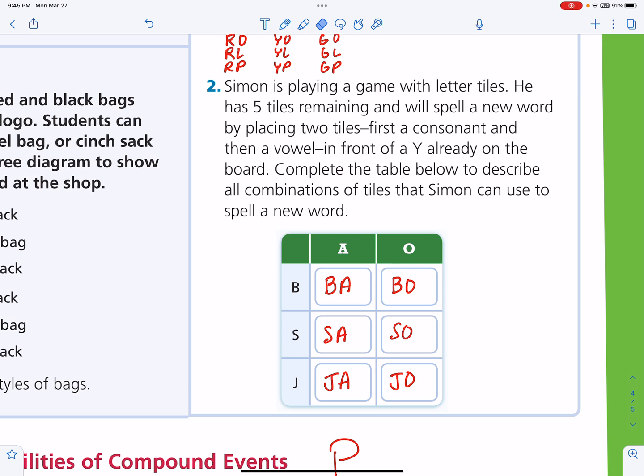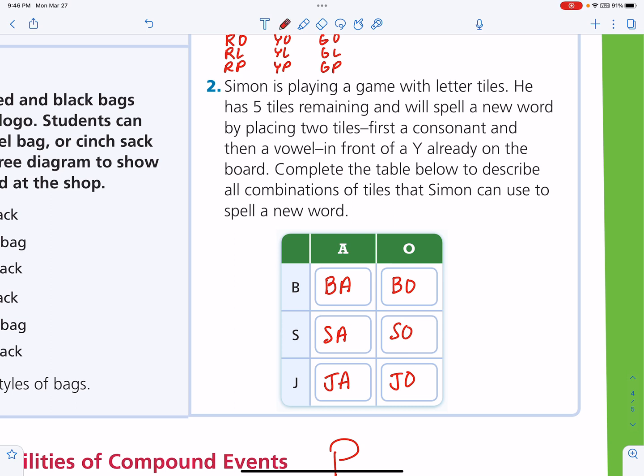He has 5 tiles remaining and will spell a new word by placing 2 tiles, first a consonant, then a vowel, in front of a Y that's already on the board. Describe all the combinations that Simon can use to spell a new word. So this one's a little bit tricky.